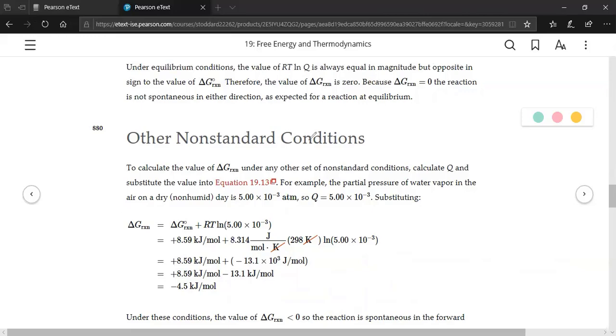Okay, I'm going to stop there, and I haven't quite wrapped up the chapter, so there's not that much left to do.